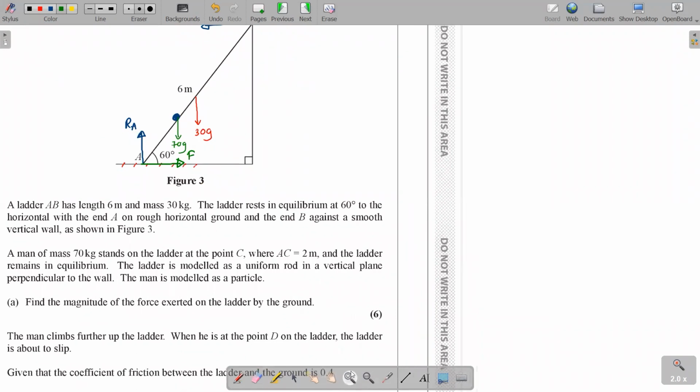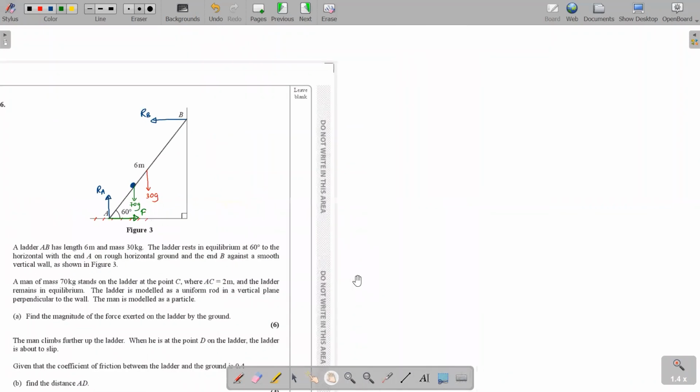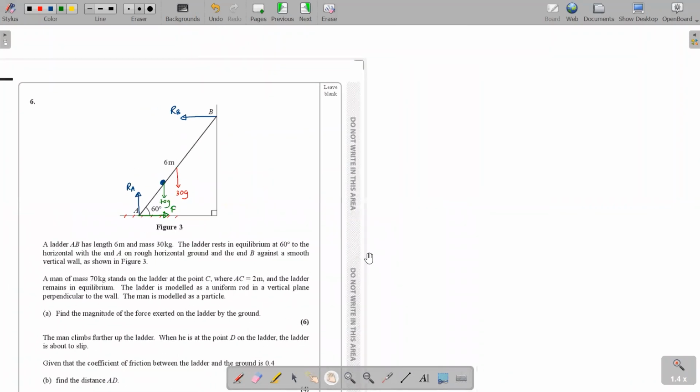So how do I find the normal reaction at A? What are the things we do in this particular example? My force diagram is now complete. The only things we do here is we go for vertical equilibrium, we go for horizontal equilibrium, and we go for moments. Those are the 3 things we have to do.